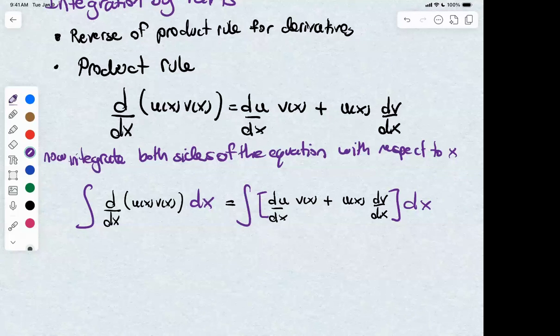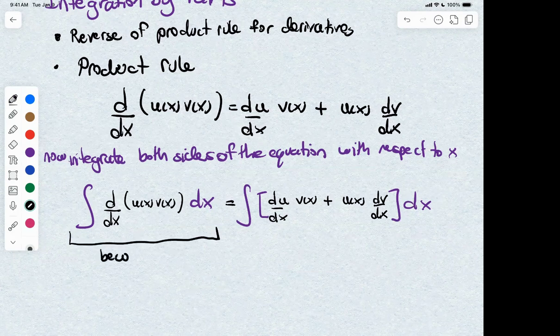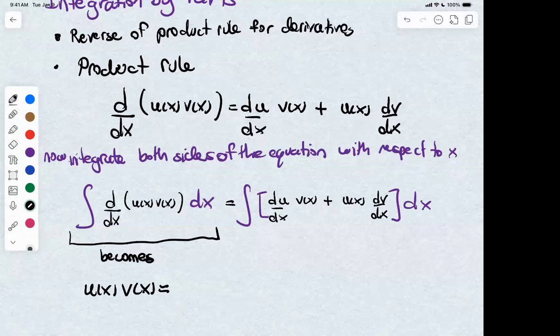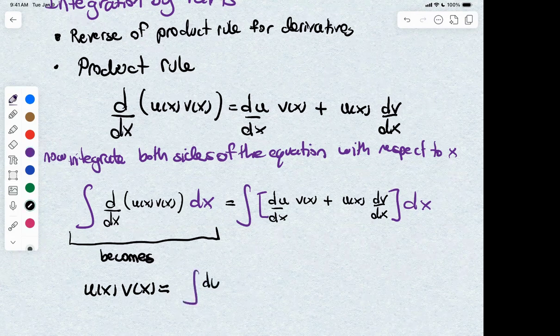So the left-hand side becomes u of x times v of x. Again, I could put a plus a constant of integration, but implicitly that will be in the other integrals. And then, what is the integral of a sum? That's the sum of the integrals. So I'll write it like this.